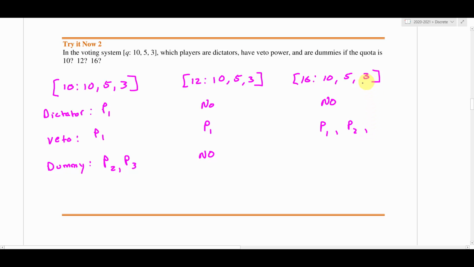And then let's look at player 3. If player 1 and player 2 were to team up, they would only get 15 votes. That's not enough to pass a measure, so they would have to get player 3 on board. So that means player 3 also has veto power. So we have all of them having veto power in this situation. And if you have veto power, you're automatically essential to some voting scenario, so that would mean that no one is a dummy. All right.